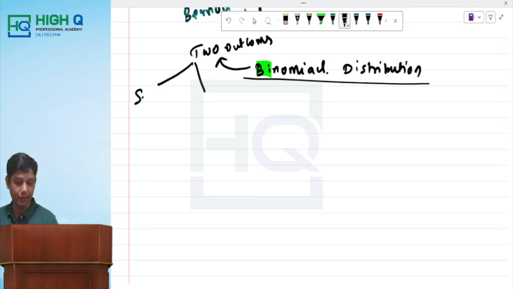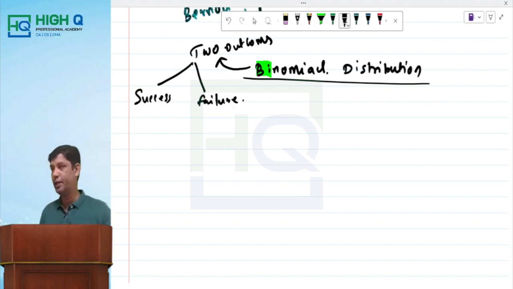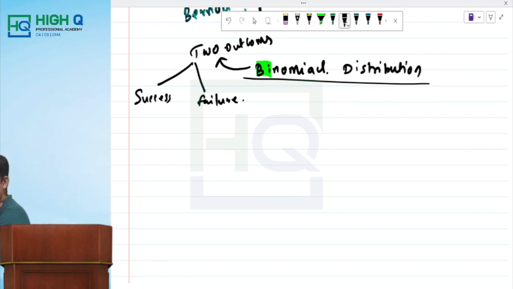What are they, my dear? Success and failure. It's obvious. For example, hitting the target. If that is success, not hitting the target is failure. They are complements to each other. Clearing the CA Foundation exam, and what is its failure part? Not clearing the CA Foundation exam.